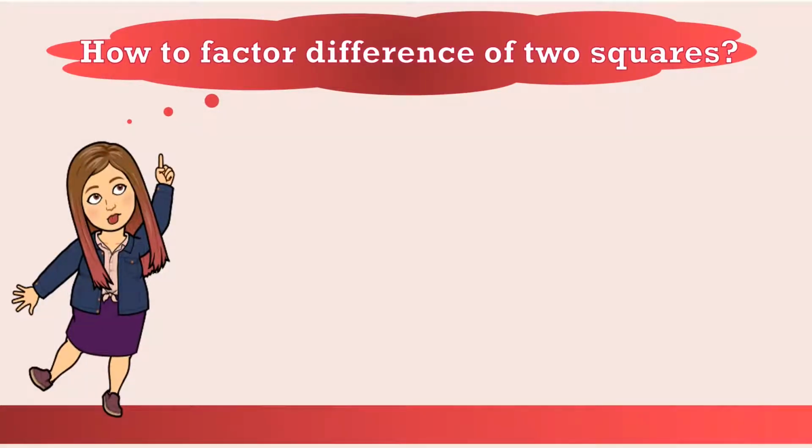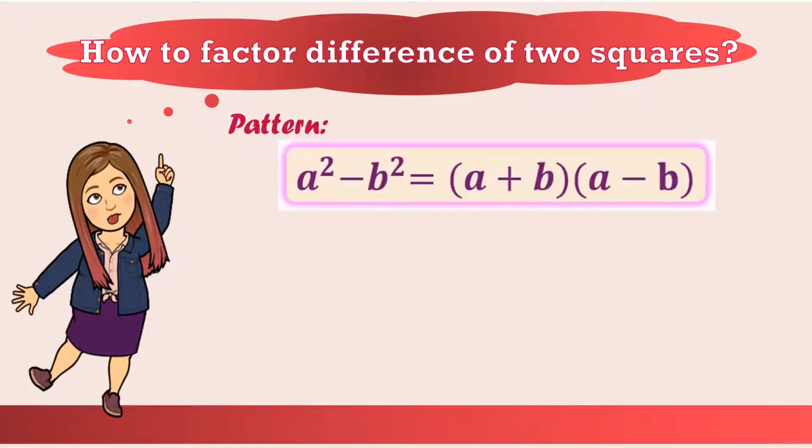So how do we factor difference of two squares? Let us observe the given pattern. a squared minus b squared is equal to the quantity a plus b multiplied by the quantity a minus b. Notice that in the polynomial a squared minus b squared, the first term as well as the second term are perfect squares, and the operation used is subtraction. Therefore, the polynomial a squared minus b squared is indeed a difference of two squares.